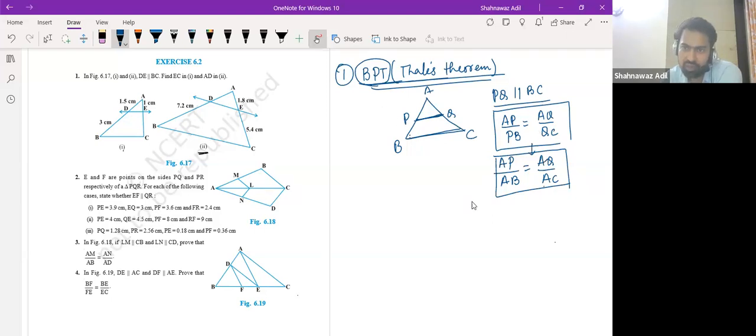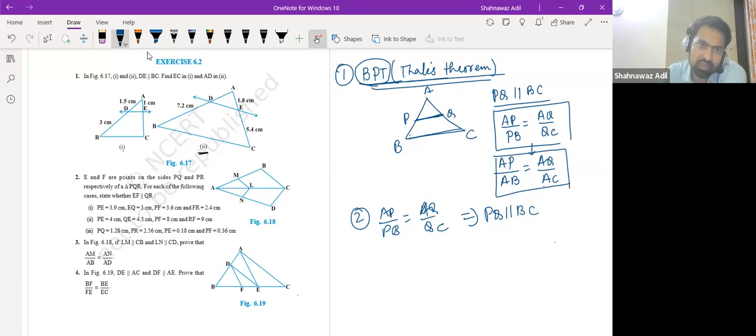Sir, when we write AP upon AB and AQ upon AC, do we have to write some reason in brackets? You just write that it is an extension of theorem 6.1. Okay. So this is the first thing, and the second theorem was the converse of this one. If AP by PB is equal to AQ by QC, then PQ is parallel to BC, right? So this is the converse of BPT.